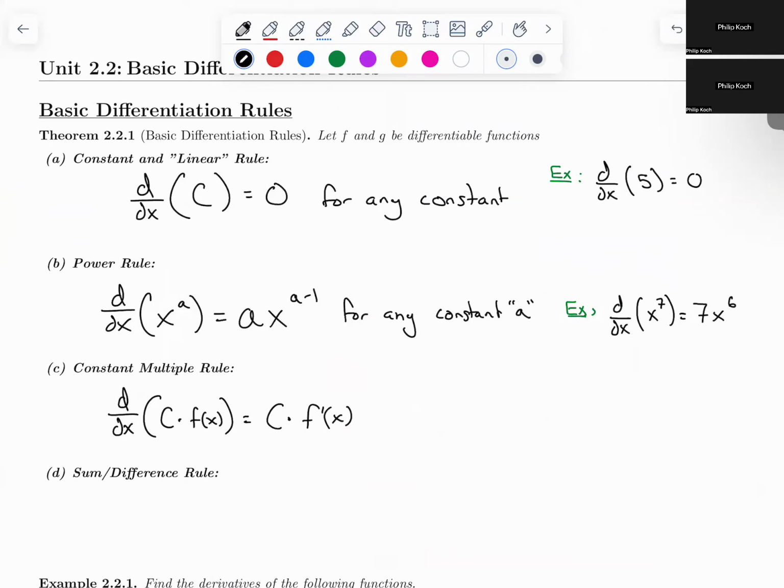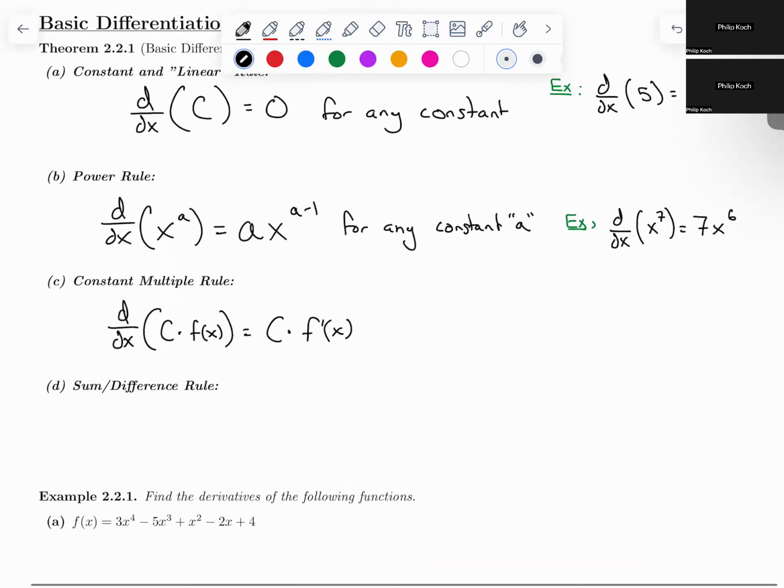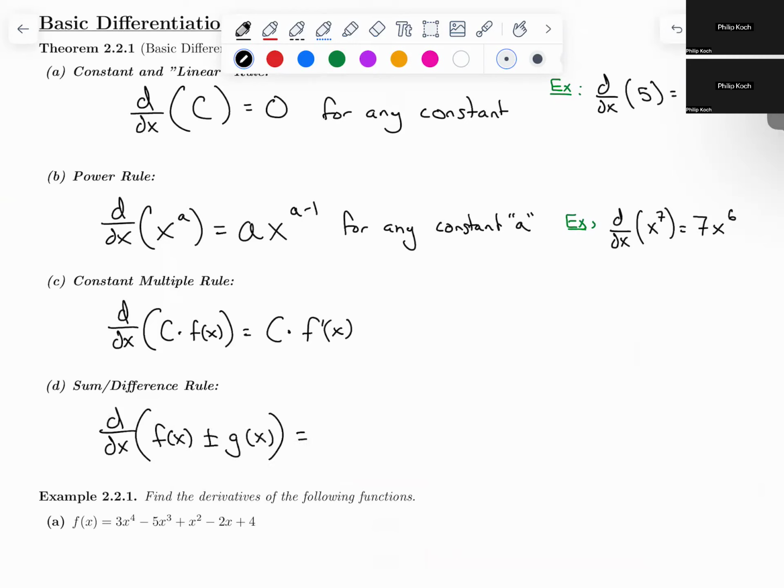But anyways, constant multiple rule means that you can pull out constants. Don't worry about them until the very end. Just multiply them in once you're done with everything. And then the sum or difference rule, also called linearity, is that the derivative, so d dx of two functions, f of x plus or minus g of x, is equal to f prime of x plus or minus g prime of x, which means that you can take care of the derivatives separately and then add and subtract them as you need. So you don't need to worry about trying to find the derivative of the whole thing all at once. You can look at each piece.